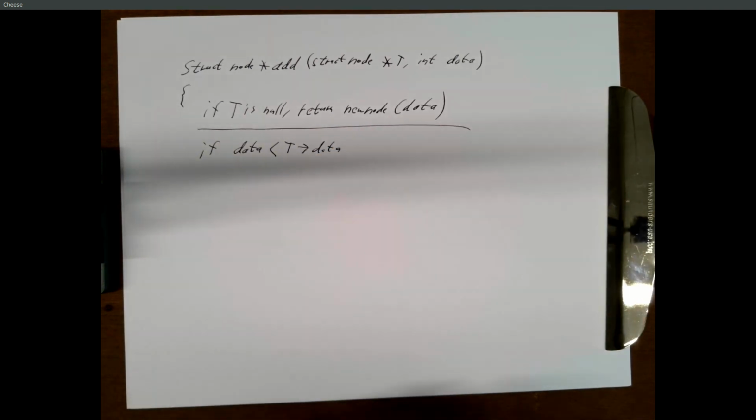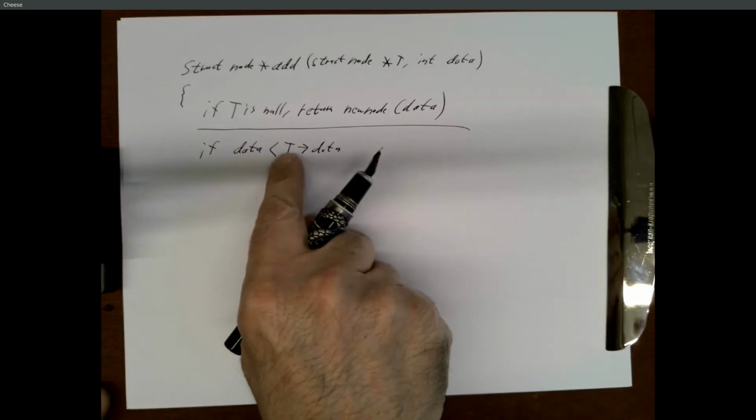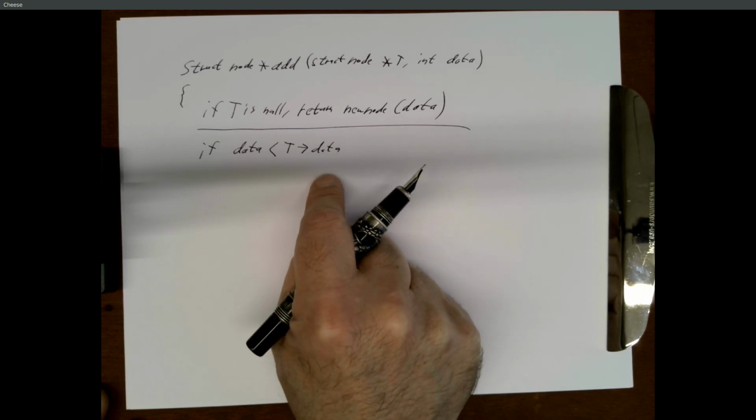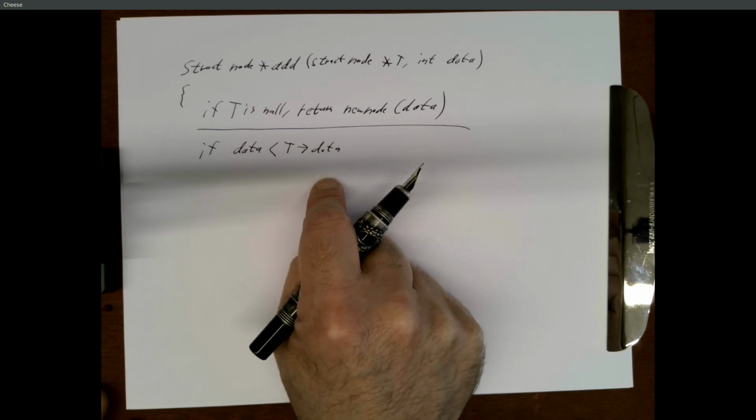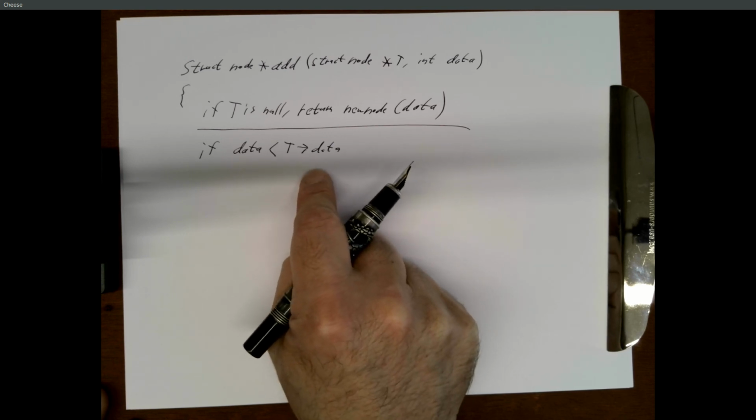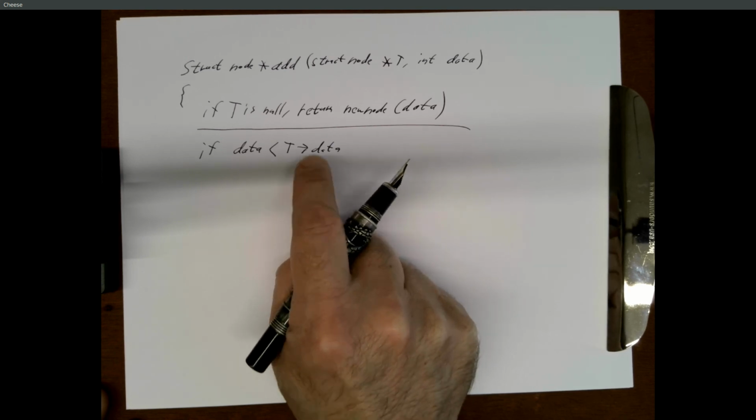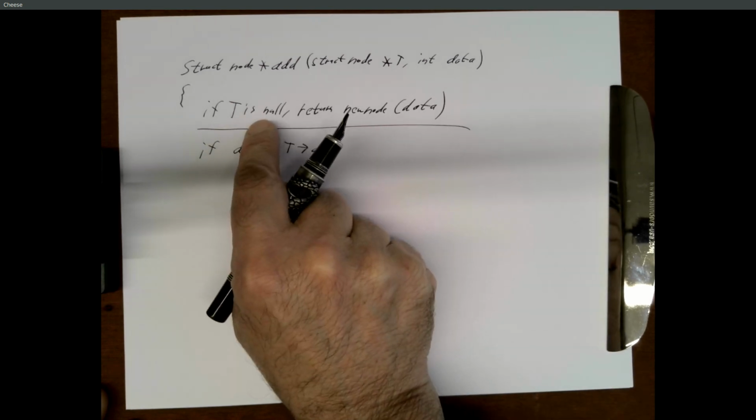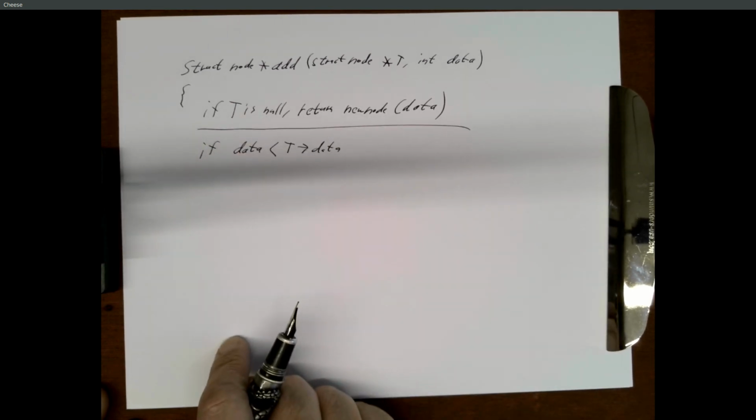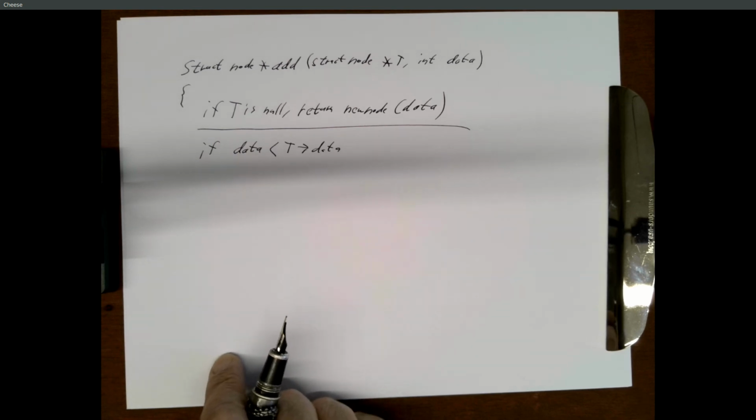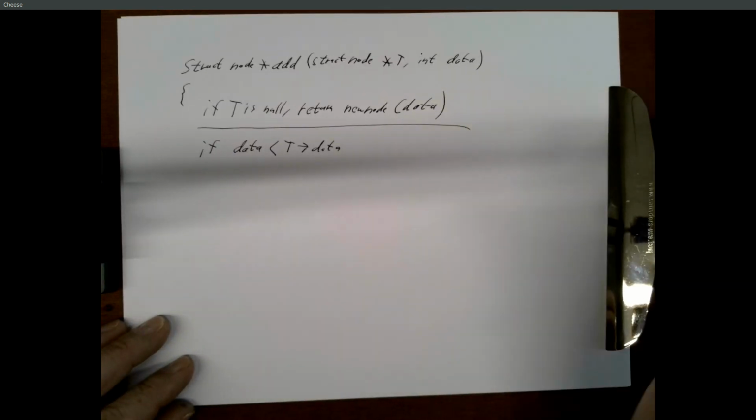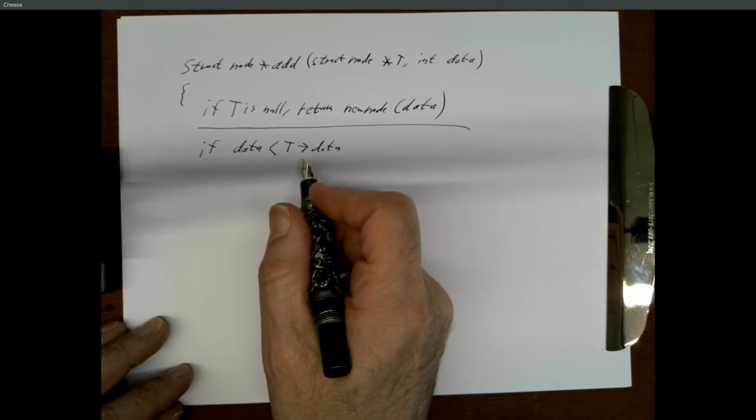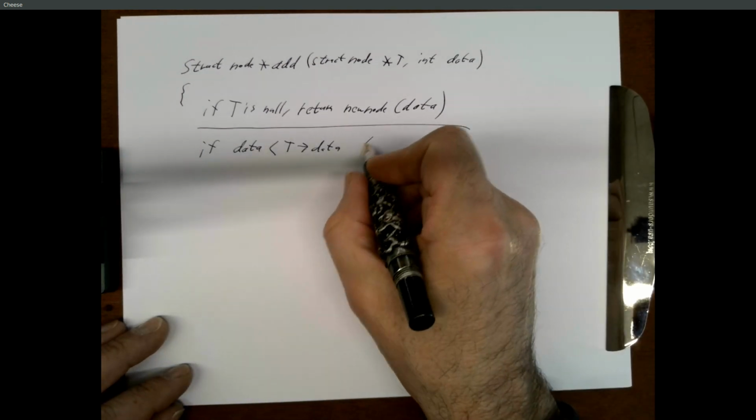So if my data is smaller than the root data, and can this ever segfault? Anytime you see an arrow or a pointer dereferencing, you should wonder if it's going to segfault. It can't. The only way it would segfault is if T is null, and I've already checked to make sure T is not null. Okay. If T is some crazy value, it could segfault, but assuming it's not, we only got to worry about the case where it's null.